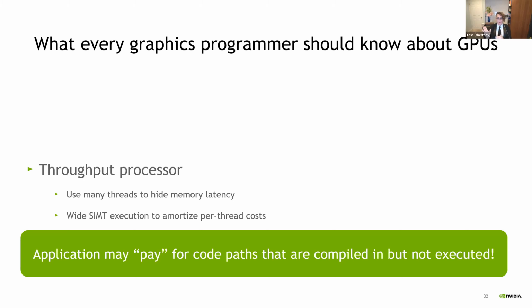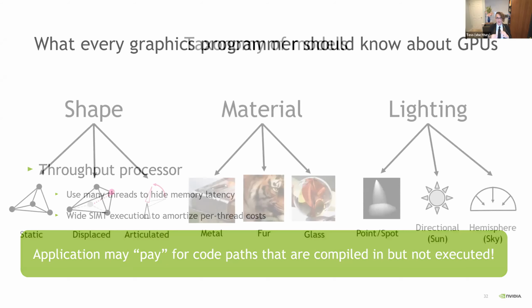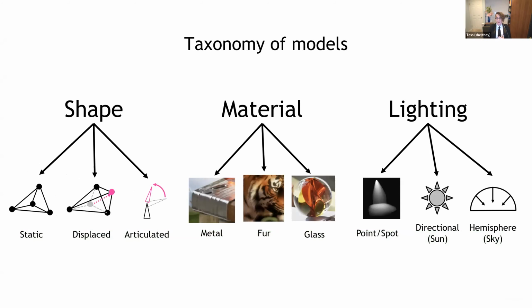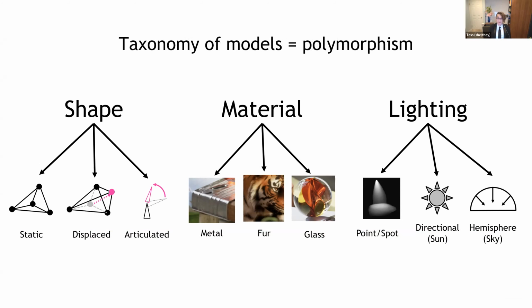And you can go look up a lot of other people's talks on the details of why this is, but it's just worth understanding because this now impacts our choice of how we deal with this taxonomy of models. And while the intuition of approaching this as a class hierarchy is a good one, it's important to note that really what we're talking about in that case is that taxonomy is really about polymorphism.